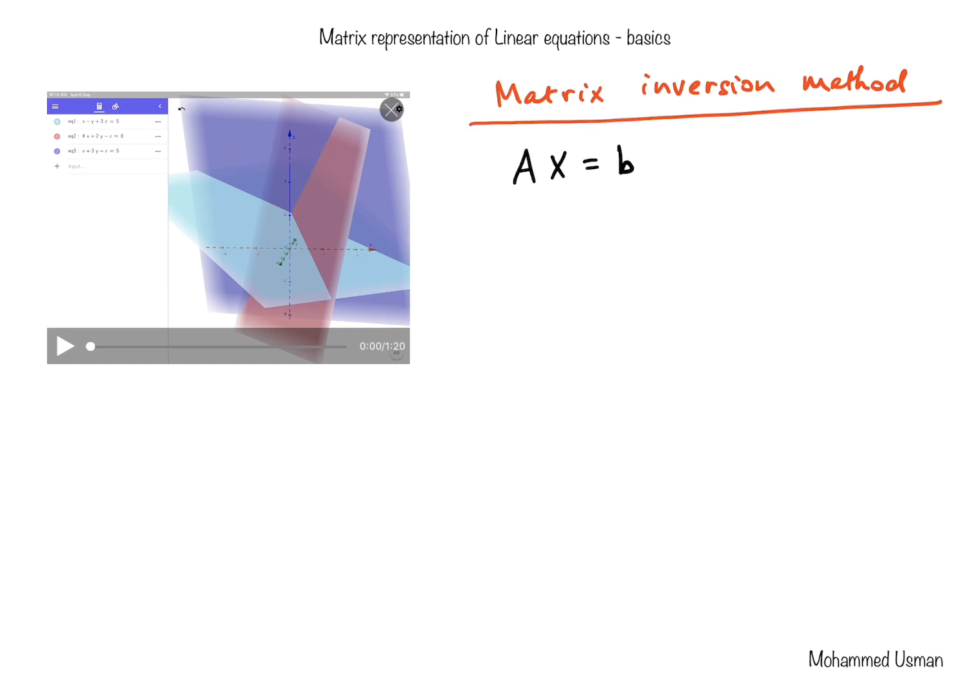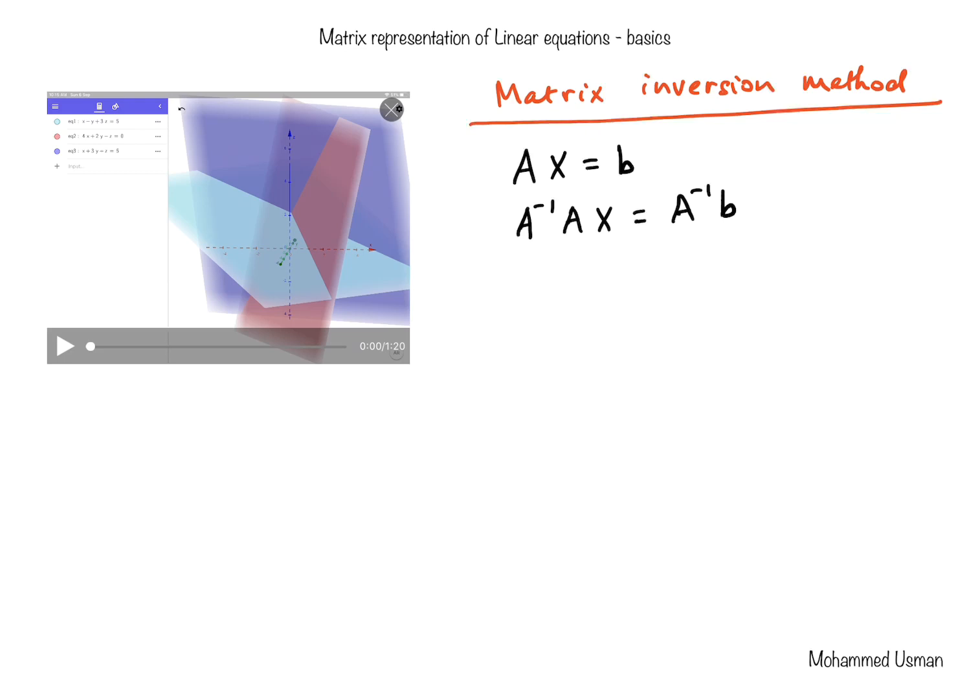Now normally if we had this as a set of numbers, we would simply write this as X equal to B divided by A. But now, because these are matrices and vectors, we can't simply do that. So what we do is we multiply both sides of the equation with another matrix called A inverse. So A inverse into A into X is equal to A inverse B.